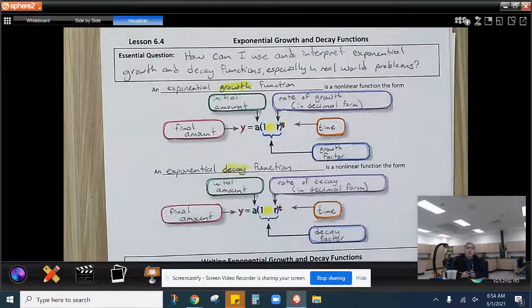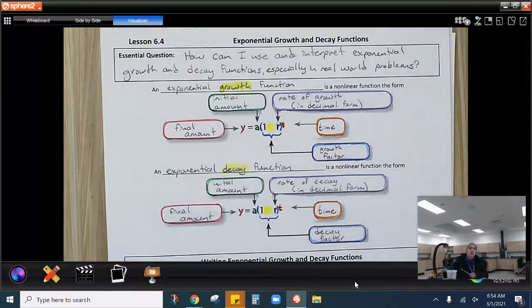So this week we are looking at exponential growth and decay functions, all right? So our learning target is how can I use and interpret exponential growth and decay functions, especially in real-world problems, right? Especially in real-world problems.